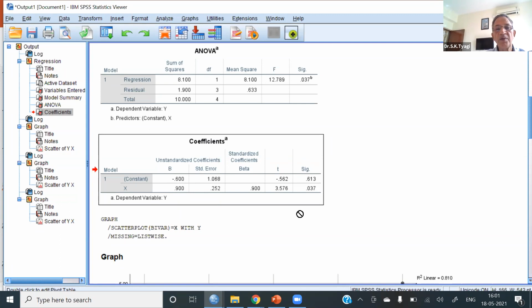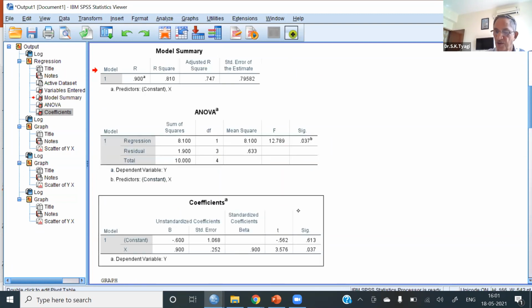So our output will consist of these things. First table will be the model summary. It will give you the value of correlation square, and the value of adjusted R square. R actually, capital R is multiple correlation. Now, as we saw when we studied partial correlation, multiple correlation, but because here only one variable is involved, capital R is the same as small r. Correlation is the same as multiple correlation.